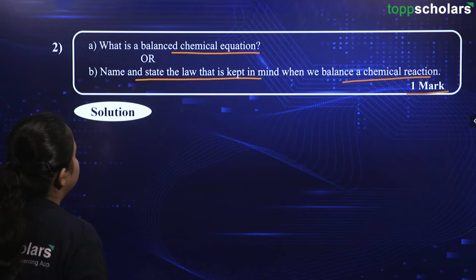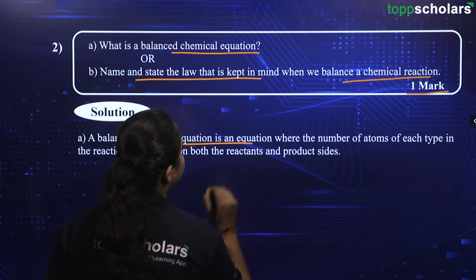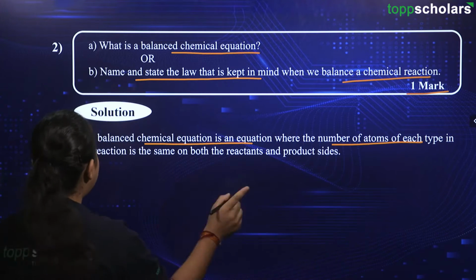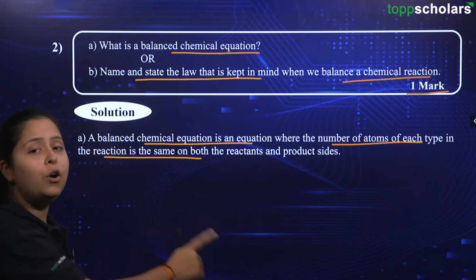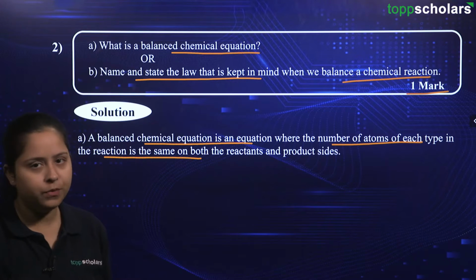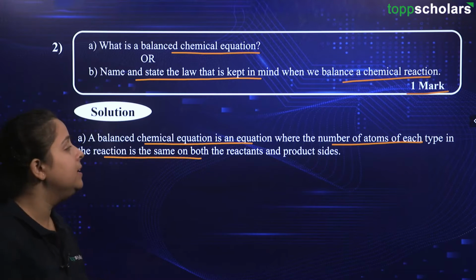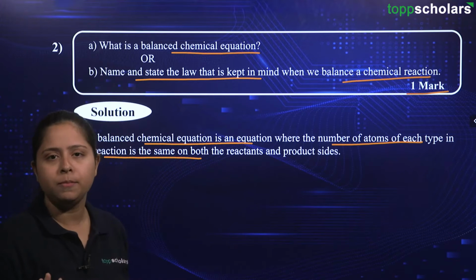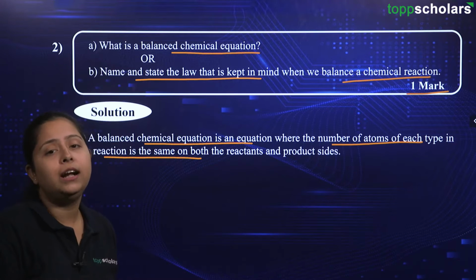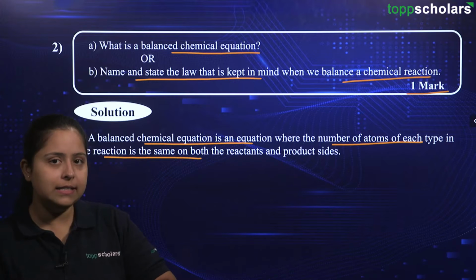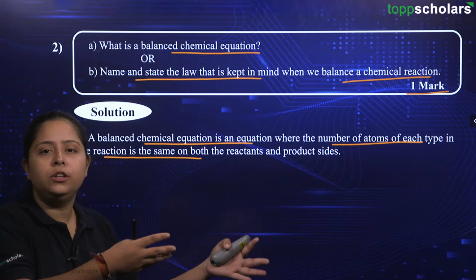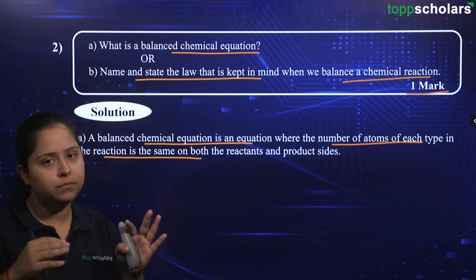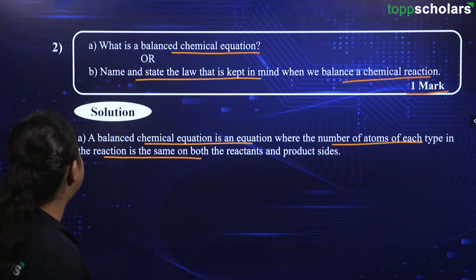So let us see over here. A balanced chemical equation is an equation where the number of atoms of each type in the reaction is the same on both the reactant and the product side. So, we have said the reactant and the product should have the same number of atoms of each type. It should not happen that if there are 3x present on the reactant side and 4x present on the product side, that is not a balanced chemical equation. We need to equate them.